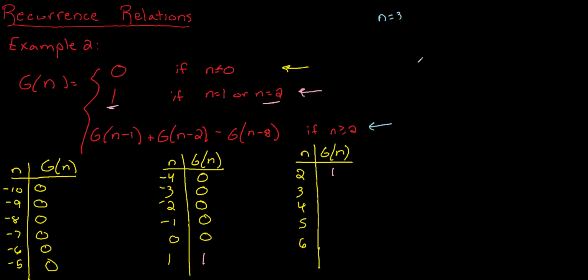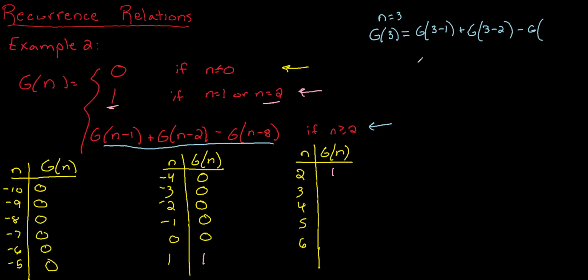N equals 3. So I want to know g of 3. And my formula says that I have to plug in g of n minus 1, which in this case is 3 minus 1, plus g of n minus 2, which is 3 minus 2, minus g of 3 minus 8. All right, so let's work inside our parentheses here. I'm going to work down the page. I'm not going to leave anybody out. I've got g of 2 plus g of 1 minus g of 3 minus 8 would give me a -5. Let's go hunting for those values.